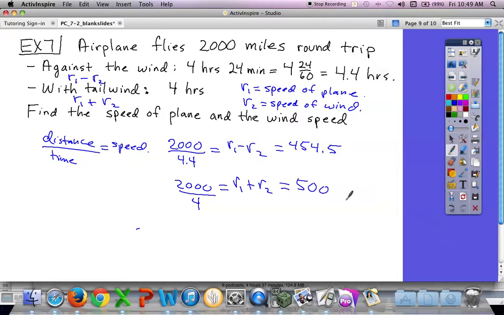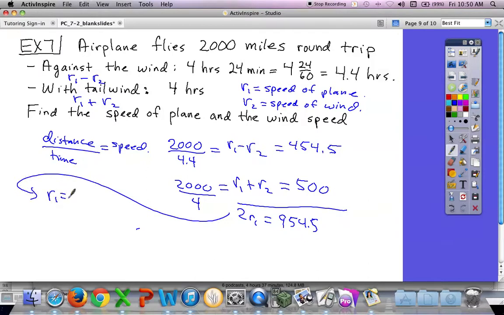So this right here is your system of equations to solve. And it's actually already set up as something you could do elimination with. Just add them together, you're going to cancel the R2. So this is 2R1 equals 954.5. Divide by 2.